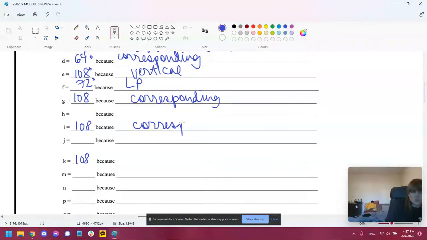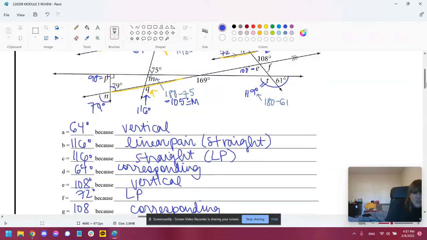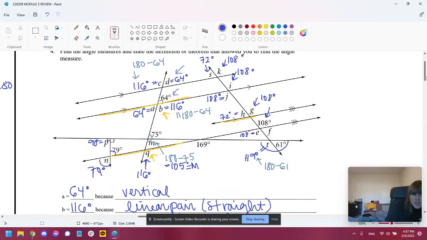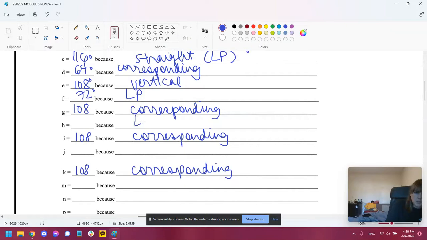Corresponding. Nice. What am I missing now? H, J. H and J. Okay, so J was vertical with I, so right across from I, and H was right next to G. So this one is a linear pair or a straight angle. And then J was corresponding, or sorry, vertical. So that's going to be 108 as well.